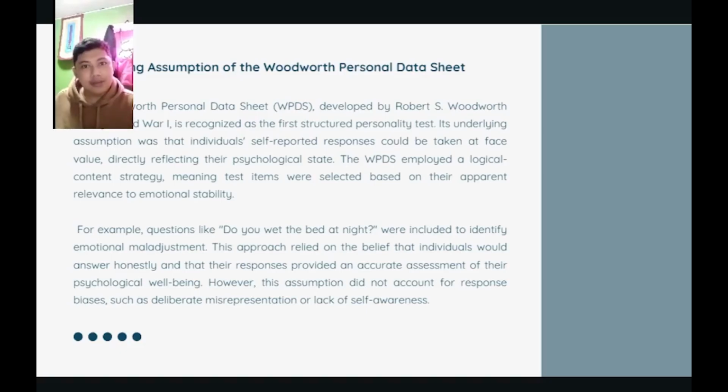relevance to emotional stability. So, for example, questions like, do you wet the bed at night? Were included to identify emotional maladjustment. And this approach relied on the belief that individuals would answer honestly, and that their responses provided an accurate assessment of their psychological well-being. However, this assumption did not account for response biases, such as deliberate misrepresentation or lack of self-awareness.